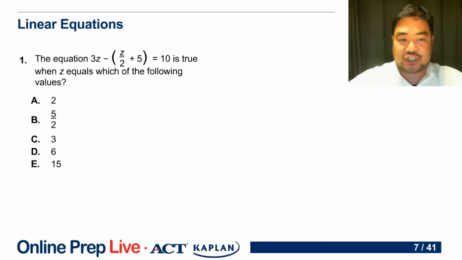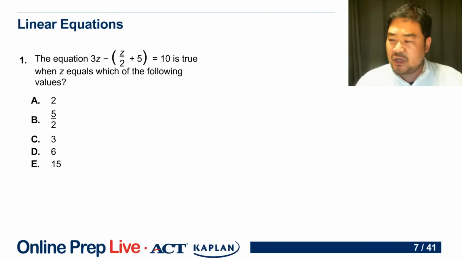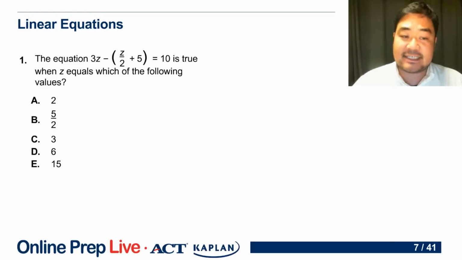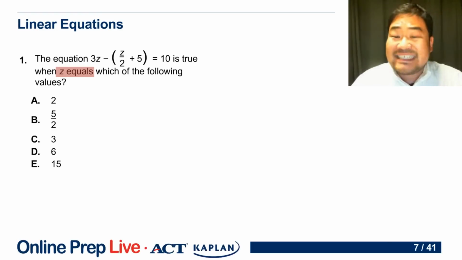Let's take a look at this question here. The equation 3z minus (z over 2 plus 5) equals 10 is true when z equals which of the following values? Even though the wording is a little bit abstract, maybe not quite as direct as you might be used to, this question is basically asking: what's z? What is z equal to?